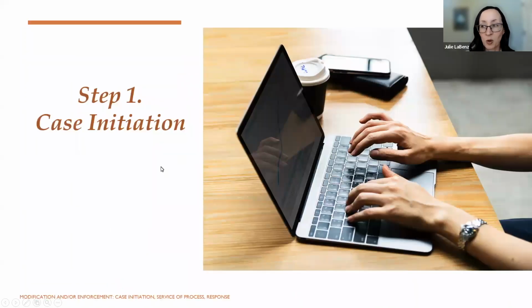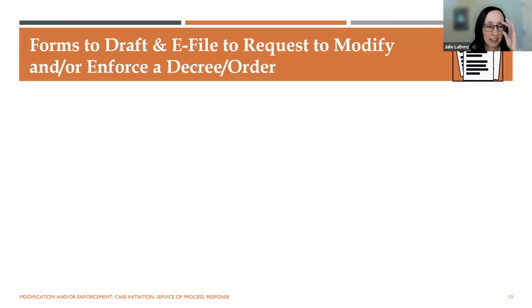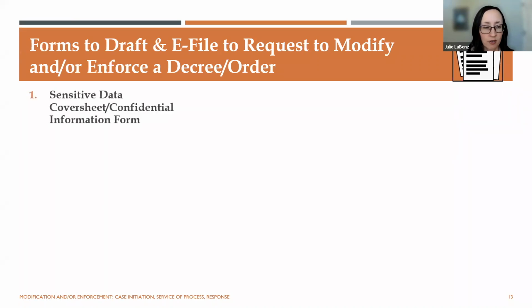All right, we're now to step one, case initiation. With that background laid, let's look at the forms to draft and e-file to request to modify and/or enforce a decree or order. First, you're going to have potentially a court cover sheet. Again, this is going to be dependent on your county. So be open to seeing if there's something a bit different in your county. I'm going to show you a few different forms. And then there's this confidential information form.